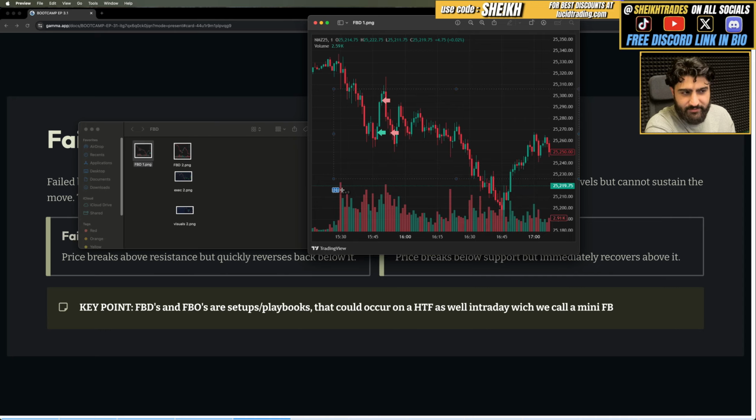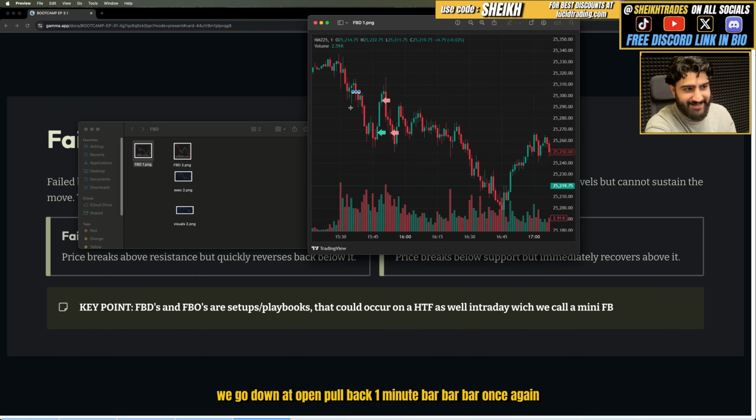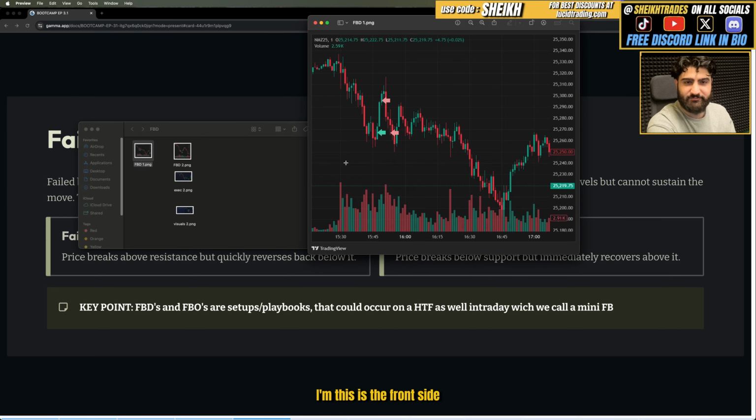FBD. If you look at this, you're like, yeah, what happened here? We go down at open, pull back, 1 minute bar, once again. Nice short, but we didn't take it. Goes down, comes back up. I'm not trading this. This is the front side. I'm not just longing randomly into weakness. Pulls back. What is this? That's the low of day. What do we do on the low of day? We fill the low of day.